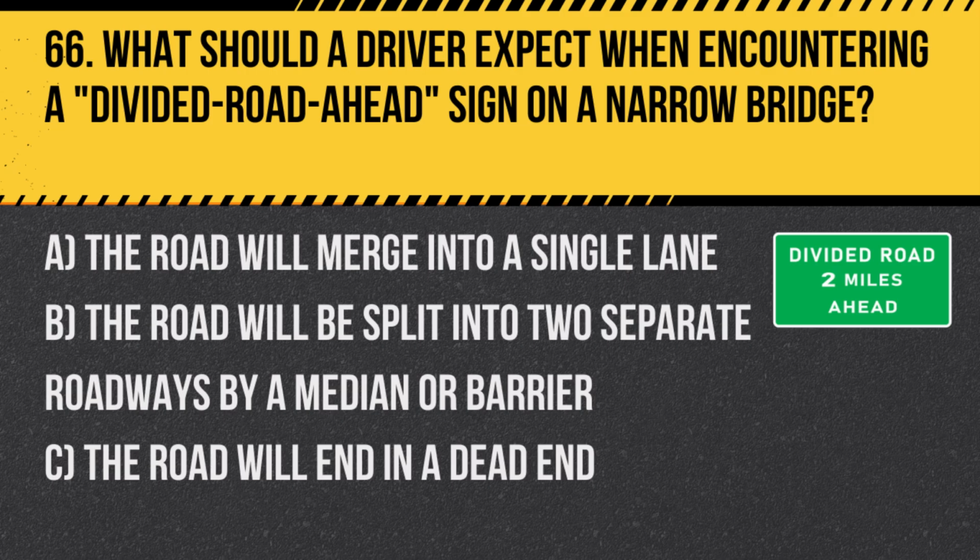Question 66. What should a driver expect when encountering a divided road ahead sign on a narrow bridge? A. The road will merge into a single lane. B. The road will be split into 2 separate roadways by a median or barrier. C. The road will end in a dead end. Answer: B. The road will be split into 2 separate roadways by a median or barrier. This sign indicates a divided highway ahead.